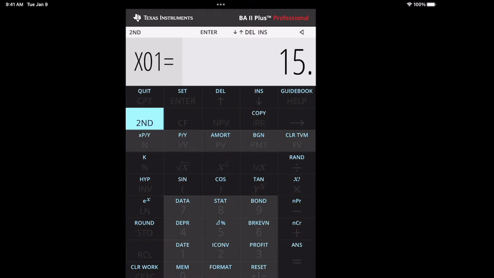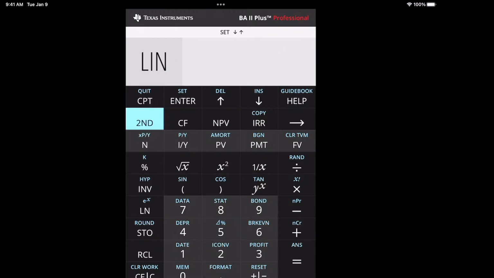Now, second stat. Second stat. And what does it say on the screen? Lin. What does lin mean? Linear. Okay, because you're going to get the linear estimates, the linear relationship between the two. So let's look at that for a second. Let's go back to our chart.